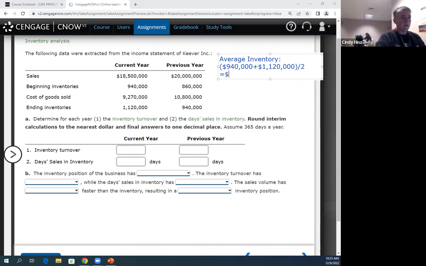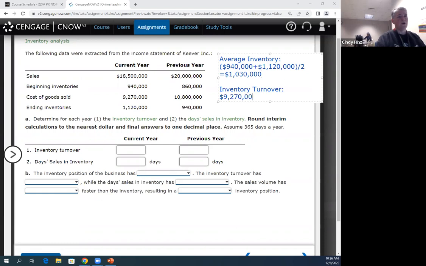So we don't know that this is completely 100% accurate as far as a daily inventory balance or anything like that, but it's the best we can do with the information that we have. And so we take the beginning and ending balances, add those together and divide by 2. That gives us our average inventory. We can then find the inventory turnover by taking our cost of goods sold.